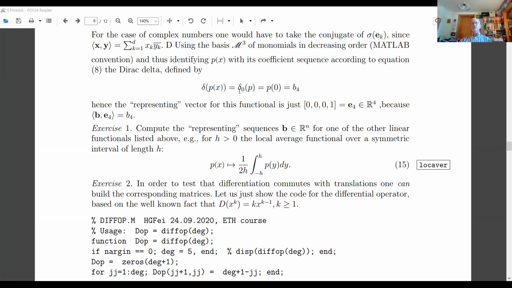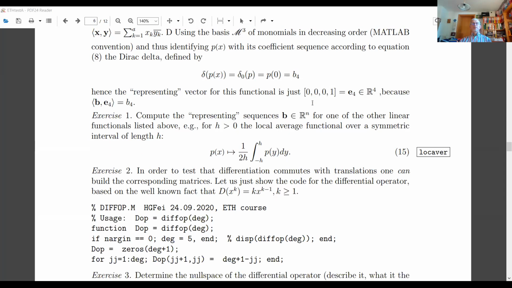And so for every other linear functional, you can just say, what are the coordinates that you have here? And you apply the functional to x to the third, x to the second, x term, and constant 1. I think it would be a good exercise if you compute yourself the representing horizontal sequence or row vector for one of these other moving average operators.